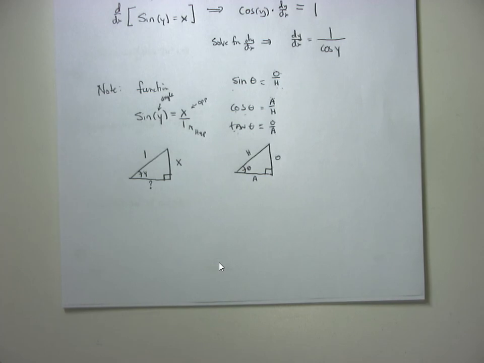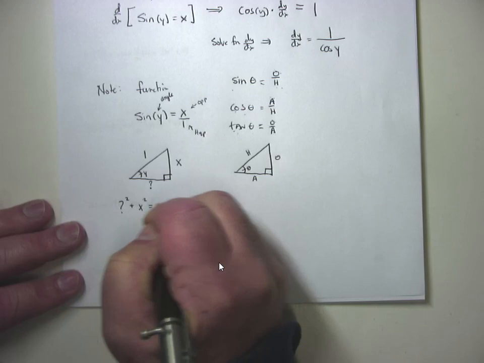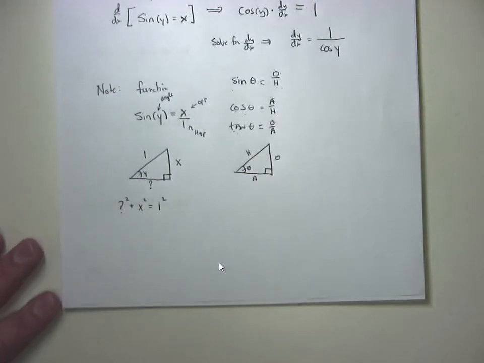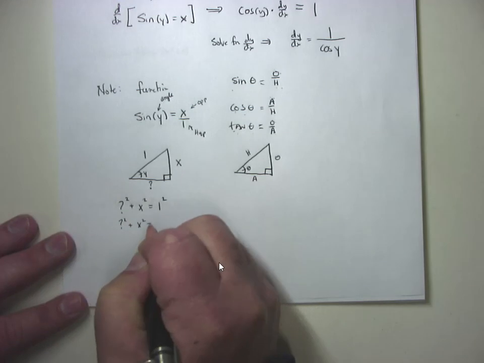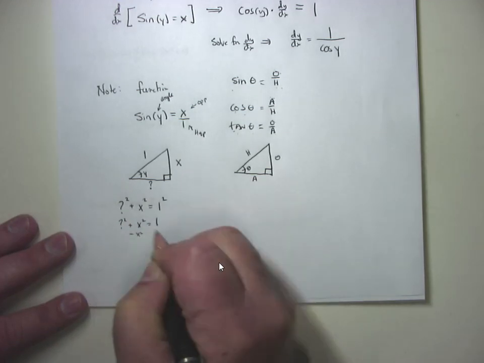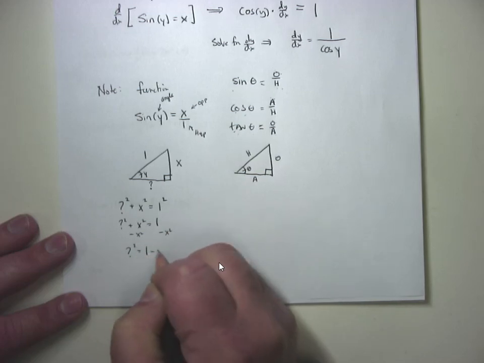What major theorem do you know that connects all the sides of a right triangle? Pythagorean Theorem. The old a squared plus b squared equals c squared. The sum of the squares of the sides of a right triangle is equal to the square of the hypotenuse. That's the big theorem there. Fine, write it down. Question mark squared plus x squared is equal to 1 squared. Solve for the question mark. Well, question mark squared plus x squared equals 1 squared, which is 1. I'm going to subtract x squared from both sides. That gives me question mark squared is equal to 1 minus x squared.